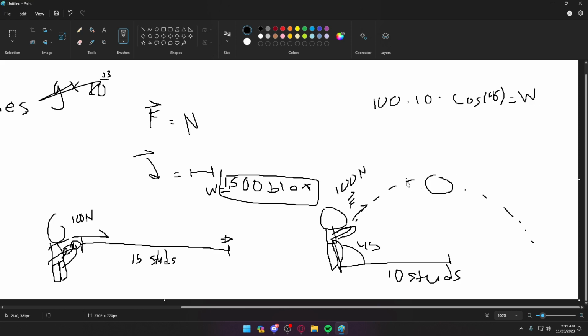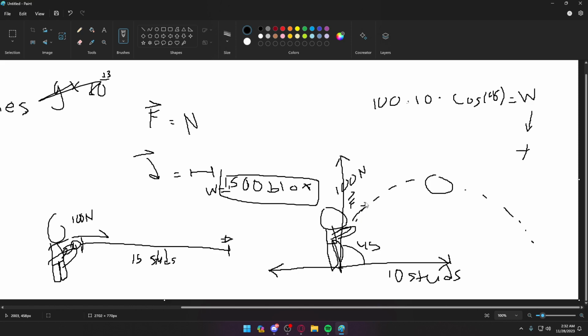But I'm not trying to do all that, because I'm not trying to do cosine 45. That's too much work. But I'll just tell you right here, your work is going to be a positive number. Why, you ask? Let's pretend this is a graph. I'll tell you why your work is positive. And this is a shortcut too, if you're given a question asking if your work is going to be positive, negative, stuff like that. I'll tell you right now.